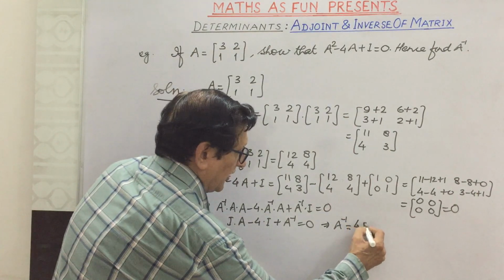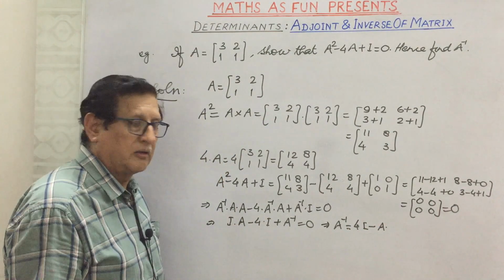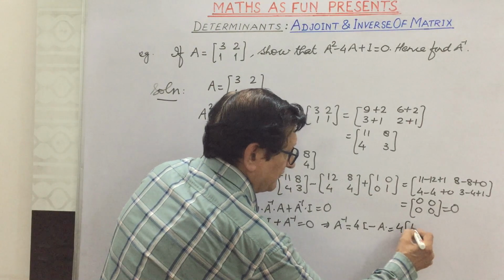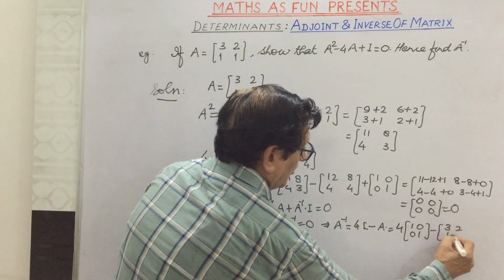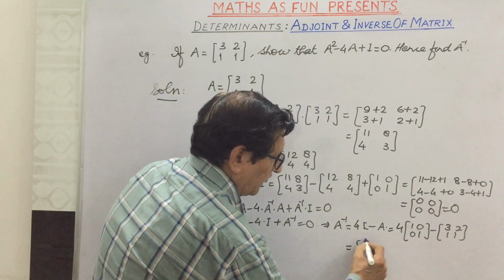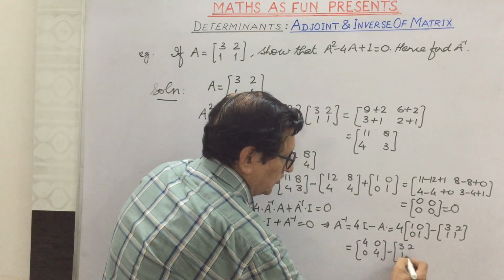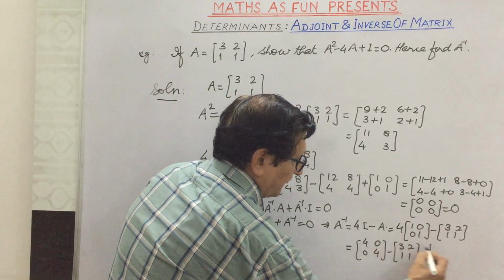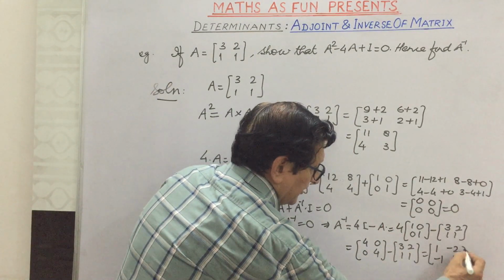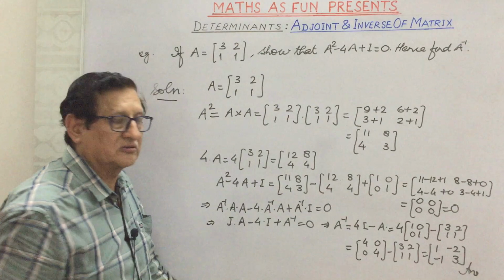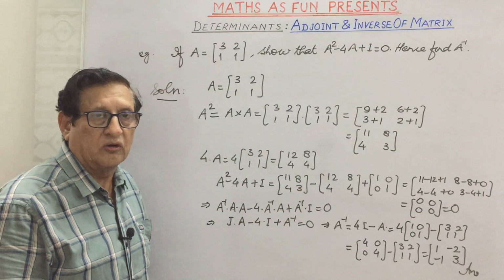That is 4I minus A, by transposing, because I into A is A. And then we find here 4 into I means 1, 0, 0, 1 minus A means 3, 2, 1, 1. This is equal to 4, 0, 0, 4 minus 3, 2, 1, 1, and the answer comes as 1, minus 2, minus 1, 3, which is the value of A inverse. So like this, by using the polynomial also we can find out the inverse of a square matrix.